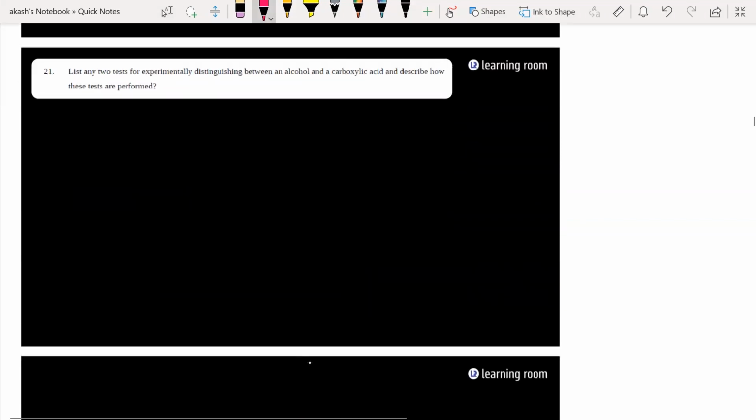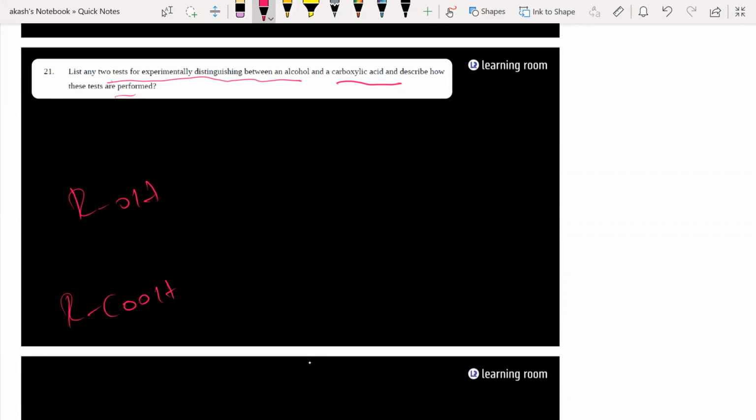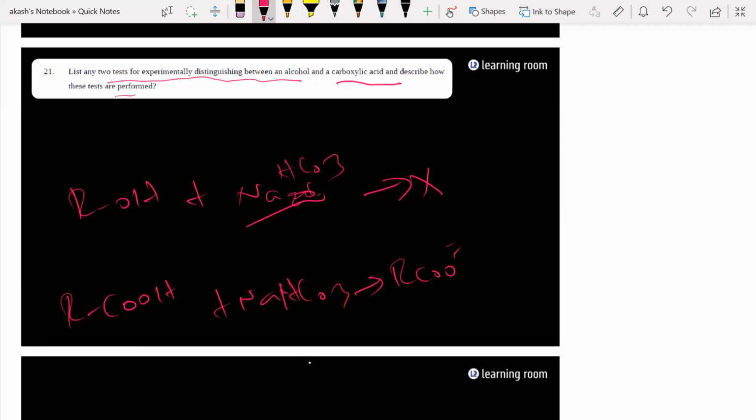List any 2 tests experimentally distinguishing between an alcohol and carboxylic acid and describe how these tests are performed. Now it's very simple. Alcohols are not that acidic, whereas carboxylic acids are acidic. So when I make it react with, for example, NaHCO3, which is a weak base, no reaction would happen with the alcohol. But with the carboxylic acid, if you make it react with NaHCO3, you are going to form RCOO- Na+. We are going to form H2O, as well as carbon dioxide gas will be evolved, because acid plus bicarbonate reacts to give salt plus water plus carbon dioxide.